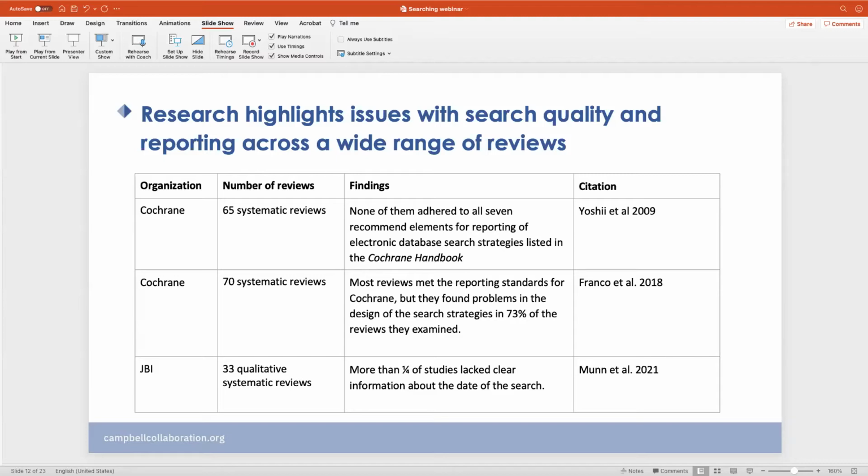So just a couple of examples here. There's a 2018 study by Franco and colleagues that found, looking at 70 Cochrane reviews, that most actually did in fact meet the reporting standards for Cochrane, but they still found a few issues in the design of the search strategies related to things like database syntax, spelling errors, missing keywords, and subject headings. A very recent study that looked at qualitative reviews published by JBI found that there was a lack of clear information about the date of the search in just over 1/4 of the reviews.